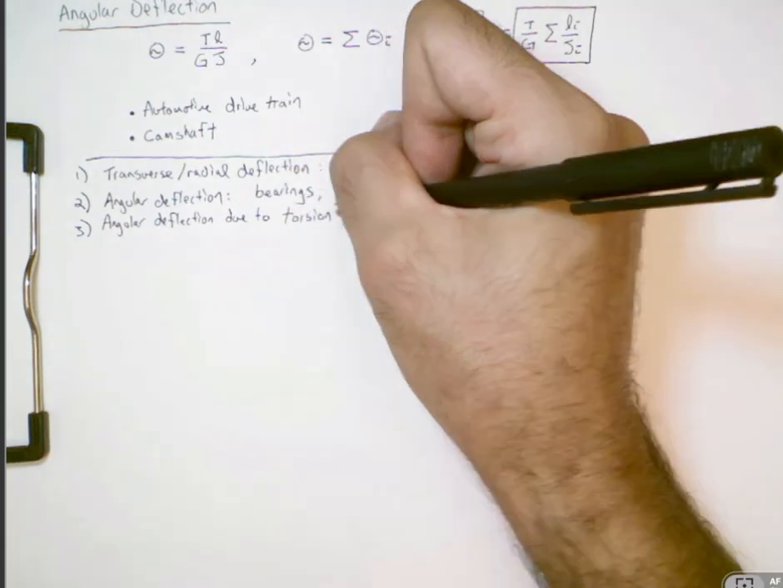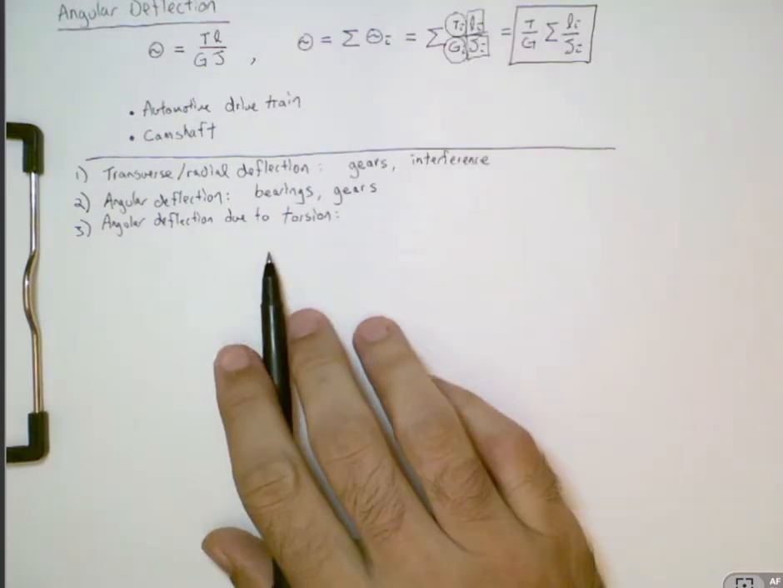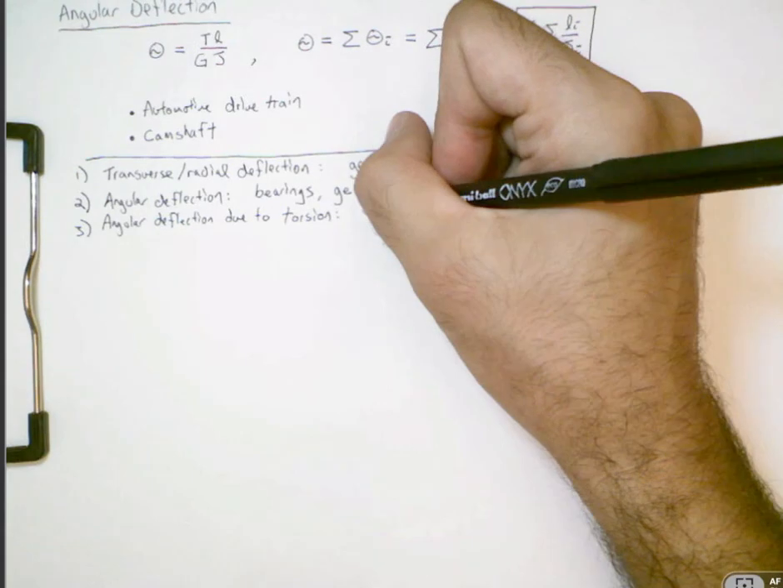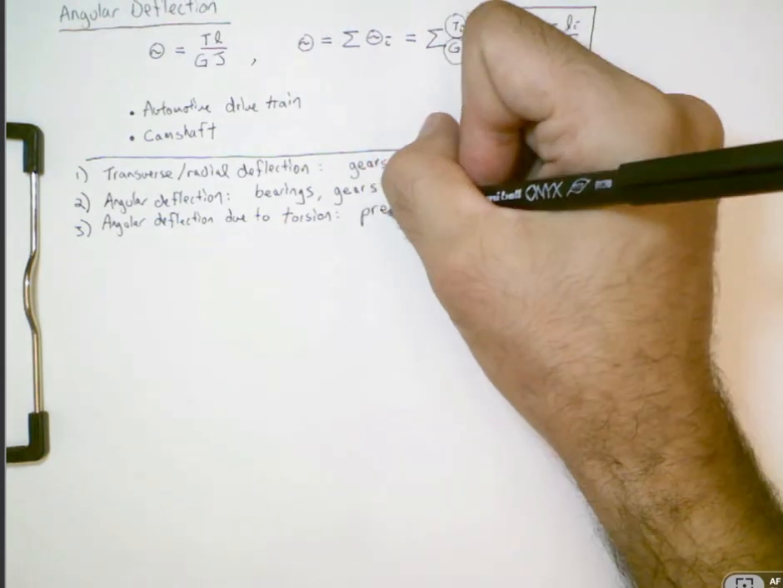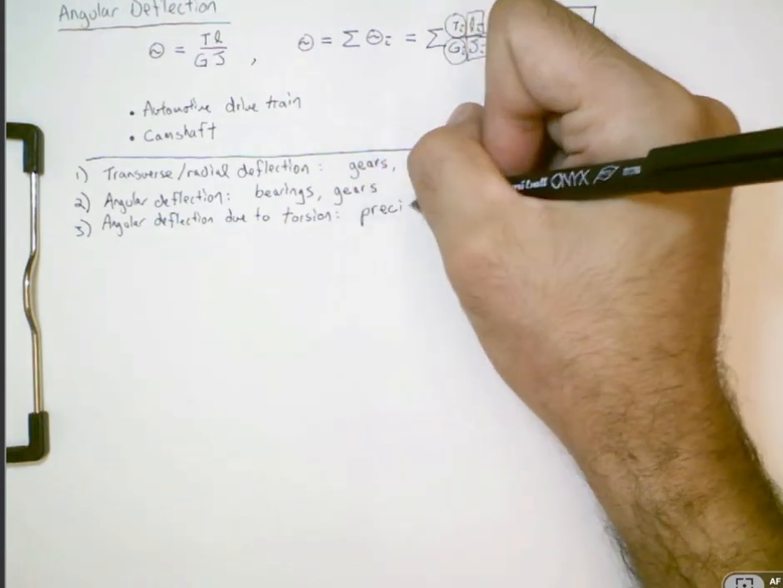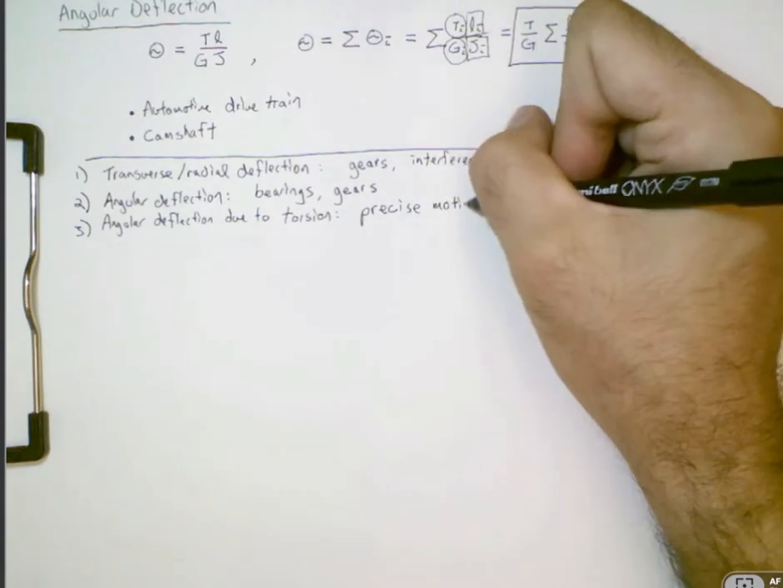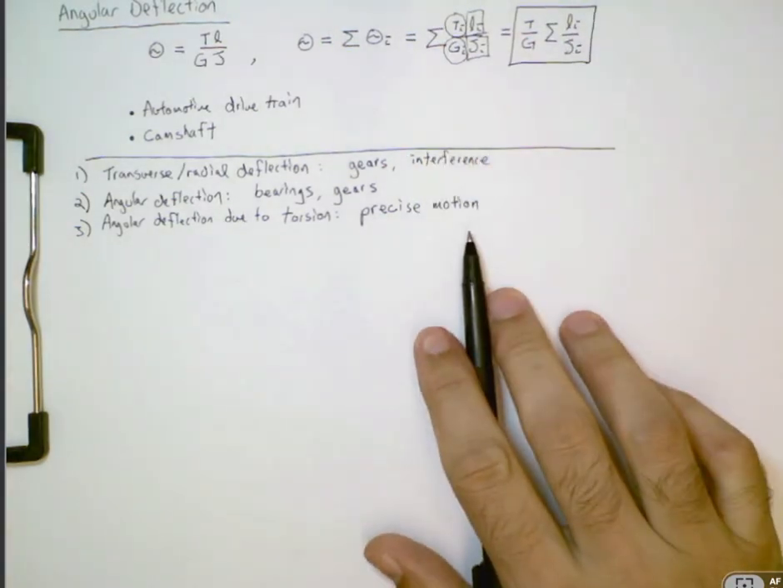We also discussed angular deflection due to torsion. This is very important whenever we need to produce a system that has precise motion. We gave the example of an automotive camshaft. That's a system that requires very precise rotational motion.